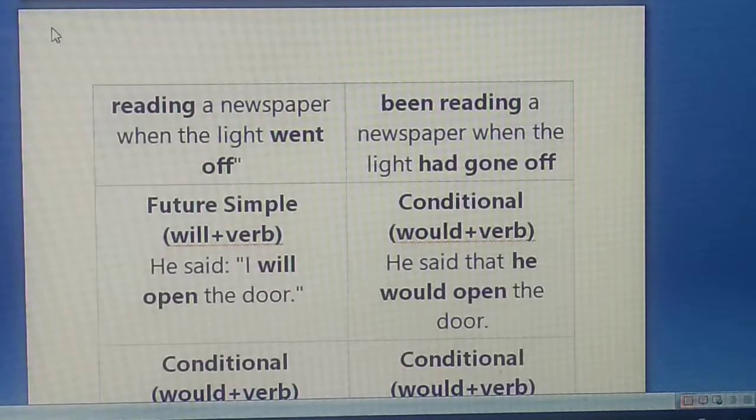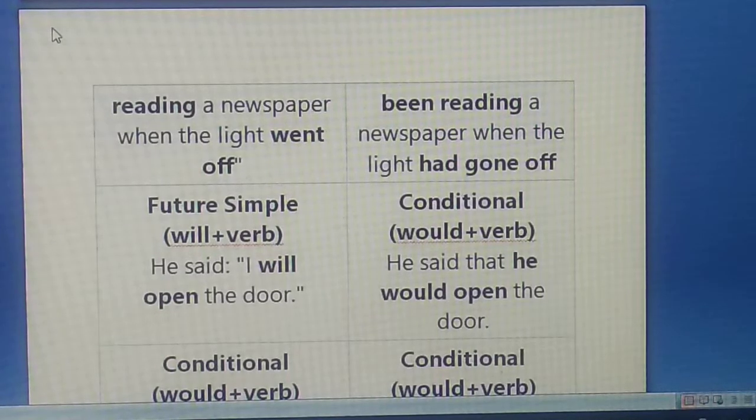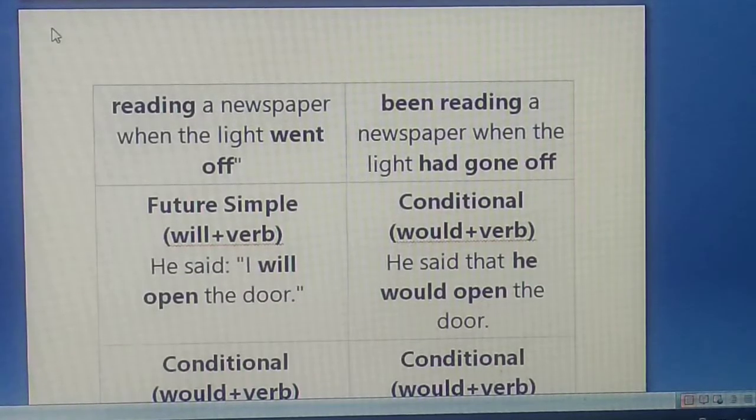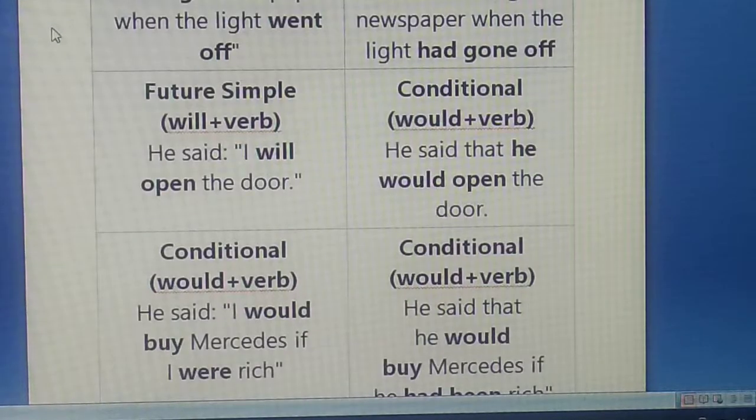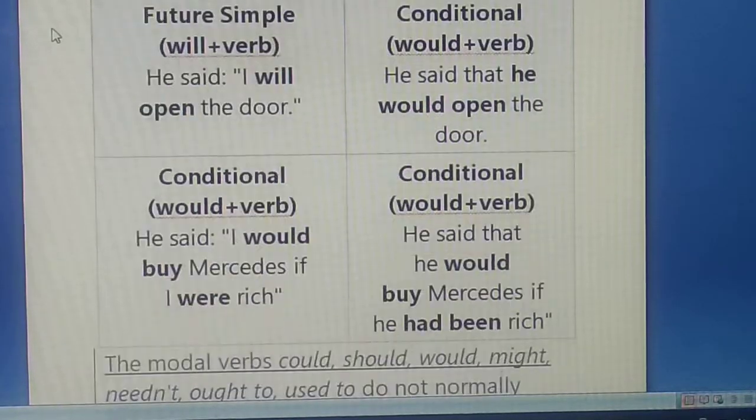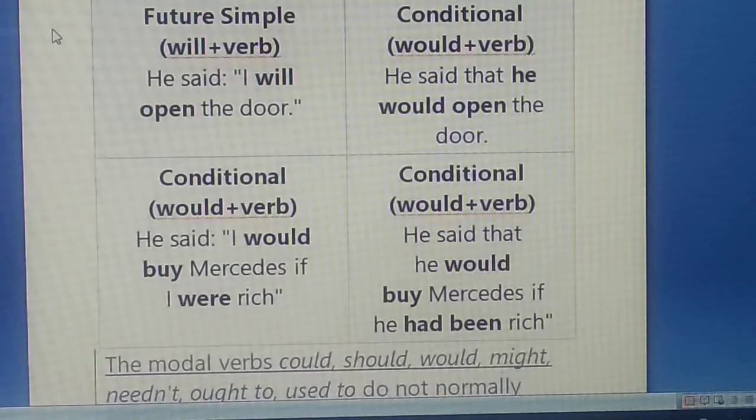Okay, will plus verb. He said, "I will open the door." Open is a verb, so will plus verb. Conditional, would plus verb. Will always changes into would. He said that he would open the door. He said, "I would buy a Mercedes if I were rich." He said that he would buy a Mercedes if he had been rich.